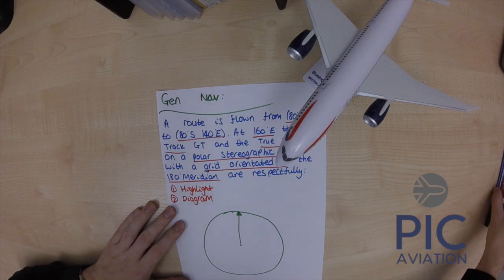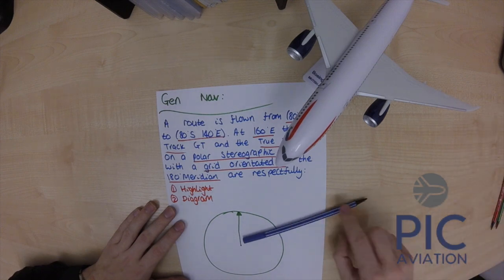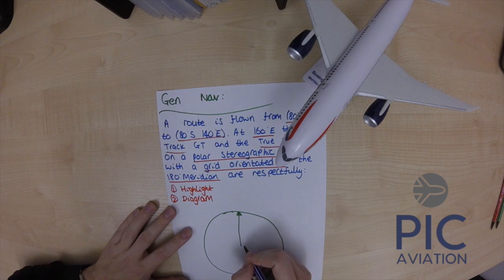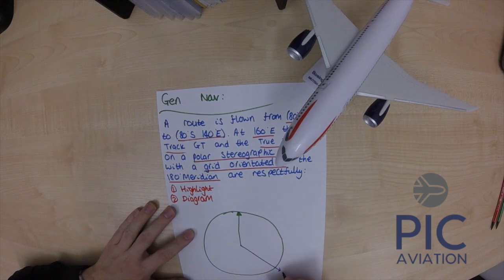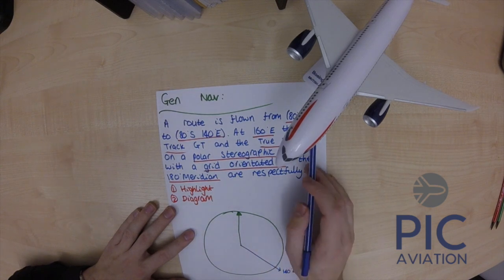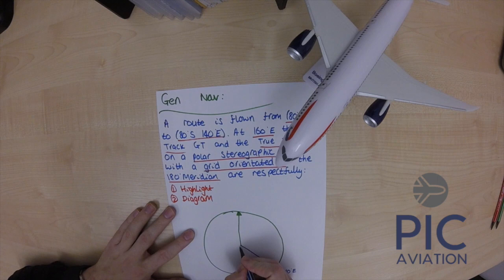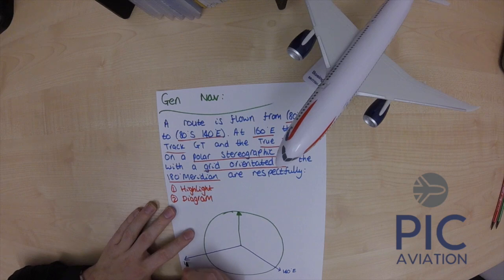So first of all, let's draw in 140 degrees east. It's probably about there, isn't it? Then I'm going to draw in 100 degrees west. So I've done them the wrong way around, but it doesn't matter because it's all going to the same place. There's 100 degrees west, I can mark it off.